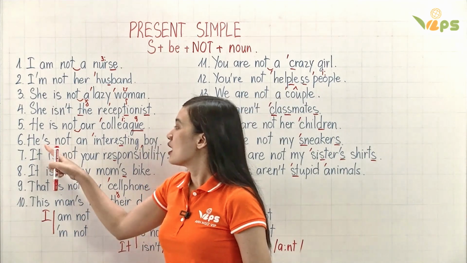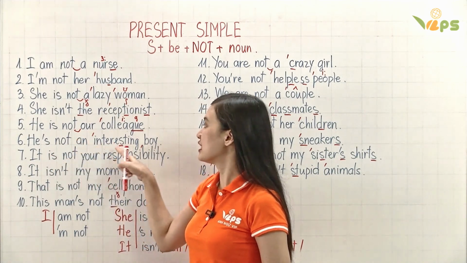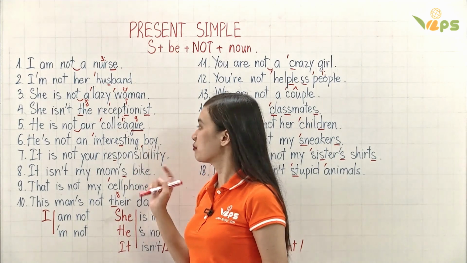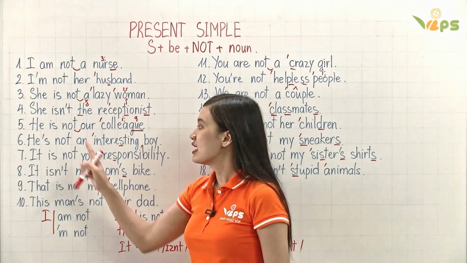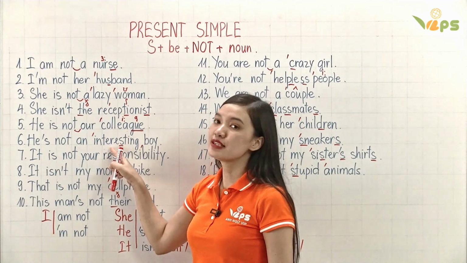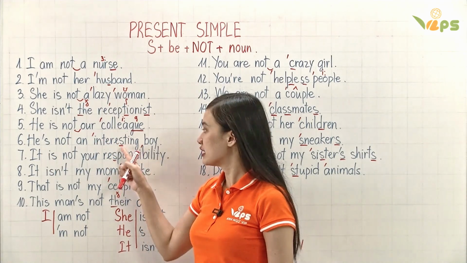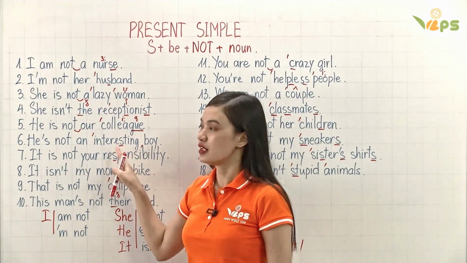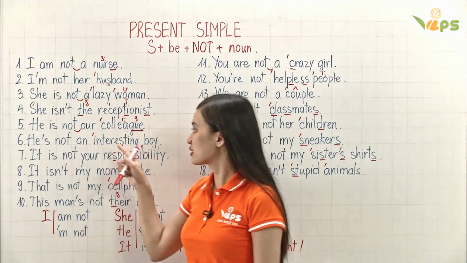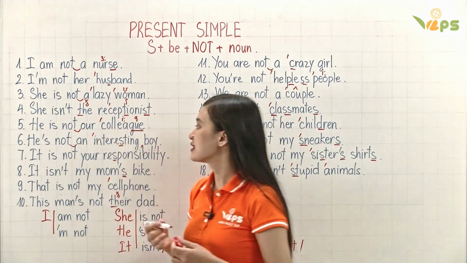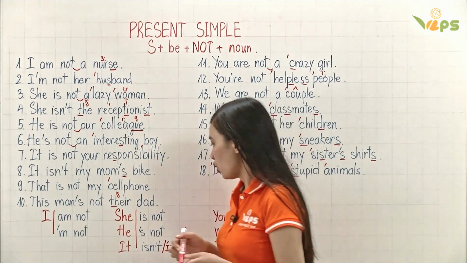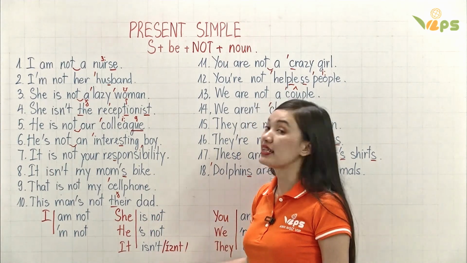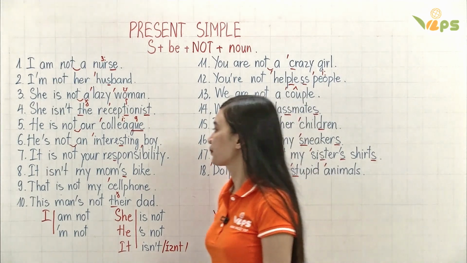Number 6, he's not an interesting boy. Interesting, just like fun. An interesting boy, or you can say a fun boy. He's not an interesting boy. Don't say interest, okay? Interesting boy. He's not an interesting boy. Or he is not an interesting boy, or he isn't an interesting boy.